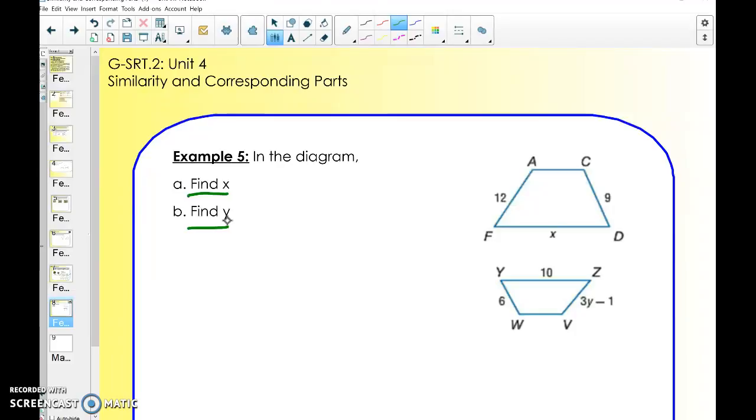Okay, well I've got one with an x here. Okay, so let's focus on that guy first. So if I'm going to be setting up a proportion, obviously x has to be a part of it.